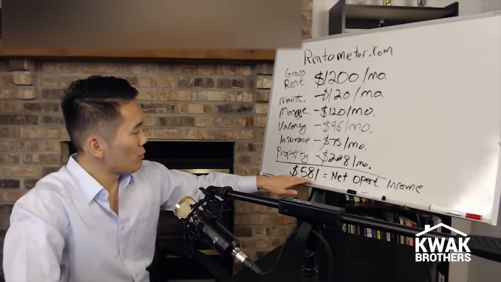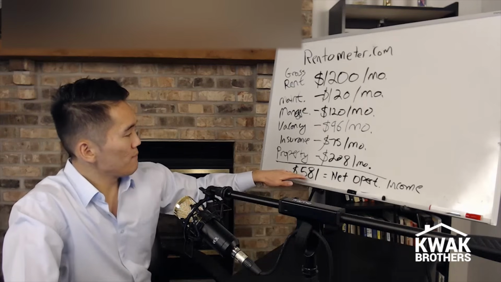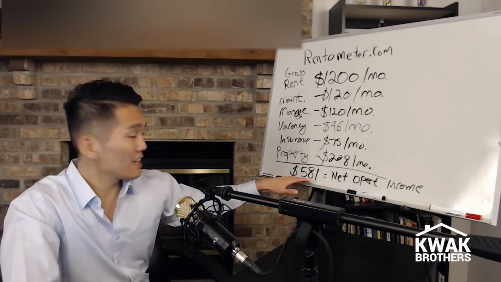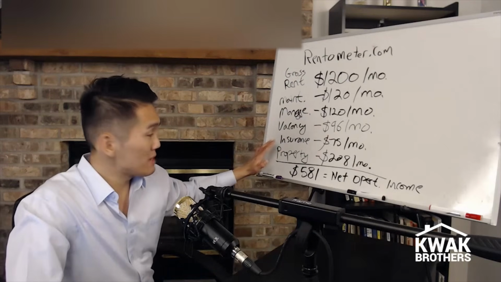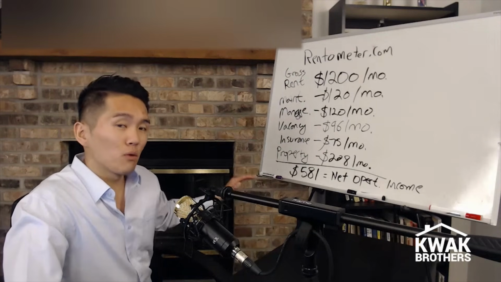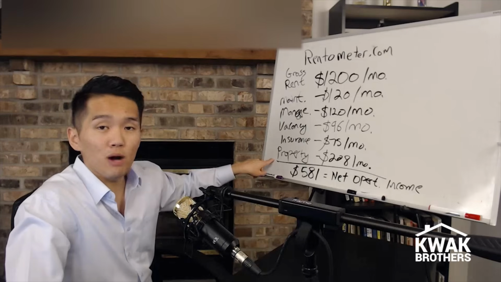If it went down any more to, like, say 500, I would start to get a little worried, and I would figure out, where in my items here have I gotten too expensive? And usually the number one suspect is the property taxes.